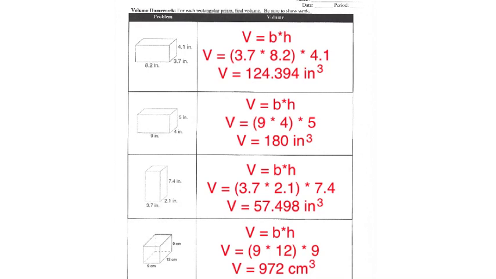Now please make sure that you are writing down the formula, plugging in your numbers, and then writing your answer. Now the formula that I used is volume equals base times height, but you can also use volume equals length times width times height. Either way is correct. Please pause the video while you check over your answers. When you're ready to move on, press play.